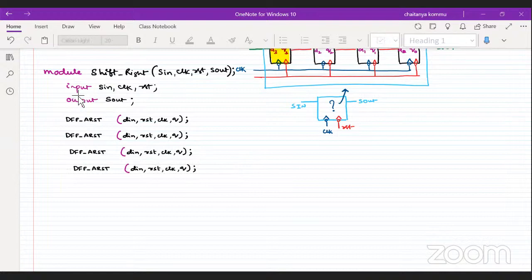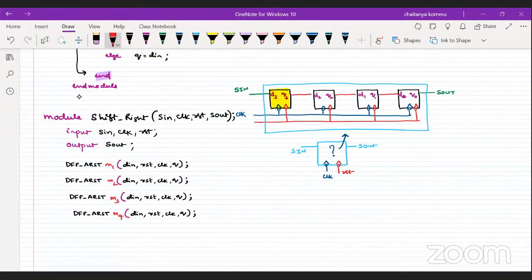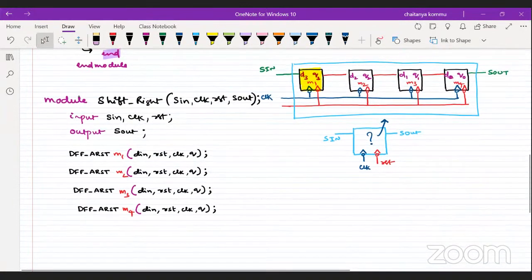Agreed? But we need to write the names of the modules as M1, M2, M3, M4. That means I am treating this as M1, this is M2, this is M3, this is M4. Okay, now what is the necessary input and output for this one? For the first one, the input D3 is connected to SIN. I need to remove this one. I need to write SIN. What is the RST signal? RST is the same name I have used. Clock also I have used the same name.